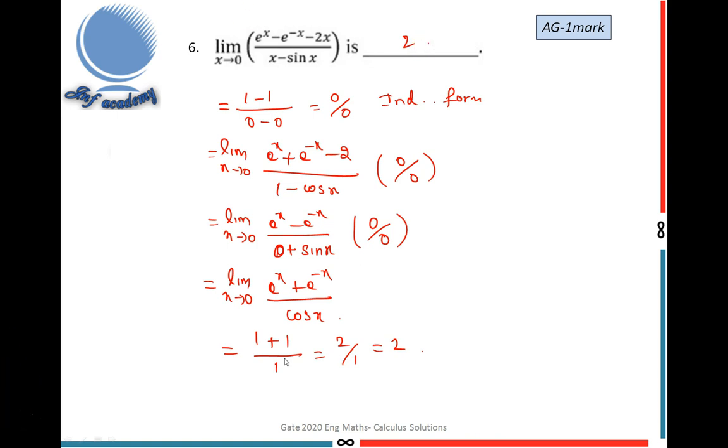These are the GATE 2020 engineering mathematics questions related to the concept of limit, continuity and differentiability. If you have any doubt, then you can ask in the comment section. Let me try to clarify your doubts.